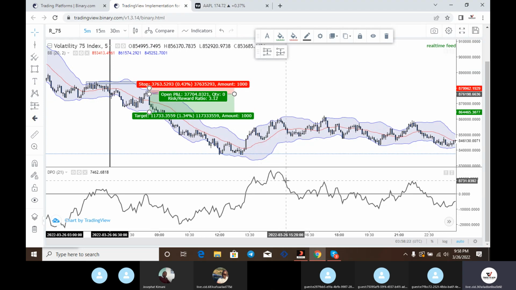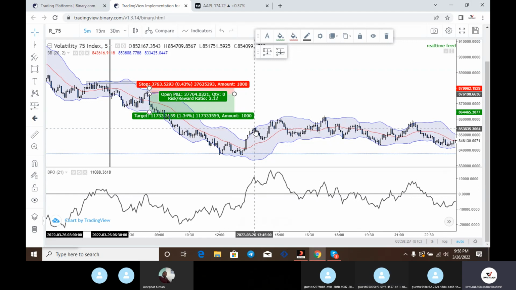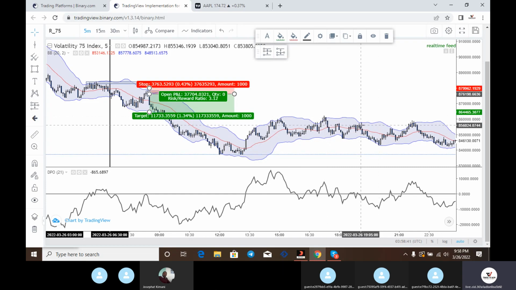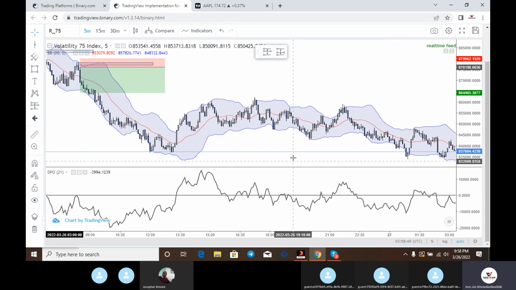And so even if we needed to wait for price to come below, look at where we got a sell entry, but our DPO did not confirm. We had another sell entry here. Our DPO did not confirm. We had another one here, no confirmation. Let's see. Okay, finally we had one here, and you can see how this was good because price was already below our zero line for a possible sell signal.